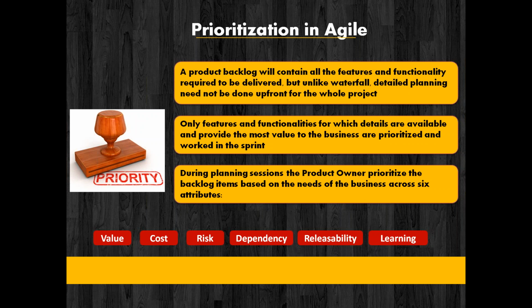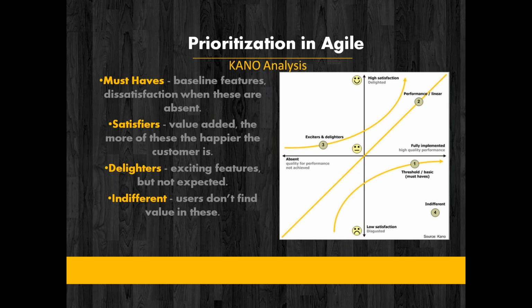So there are various techniques of prioritization also in Agile. One of the most common ones is Kano analysis. In Kano analysis, you divide the requirements into 4 criteria, that is must-haves, satisfiers, delighters, and indifferent. Must-haves are the topmost priority requirements which have to be delivered. They are the baseline features. If these features are not delivered, it will cause dissatisfaction to the customers because they are absent.